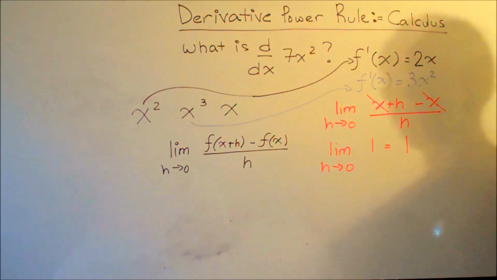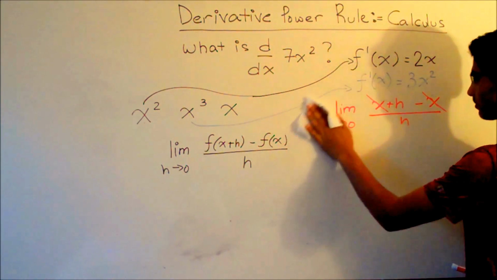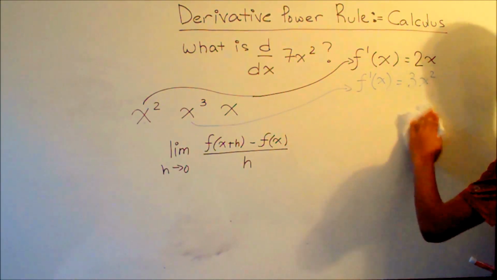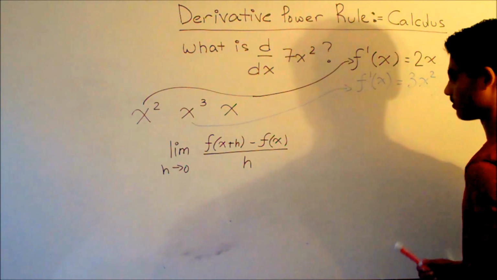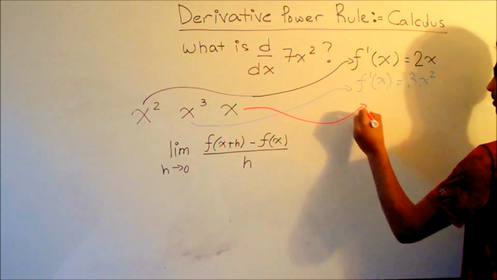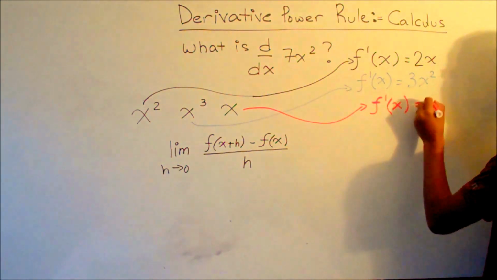So that means that the derivative of x is 1. F prime of x equals 1.